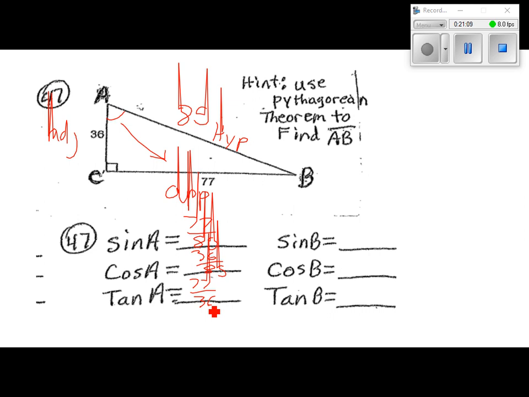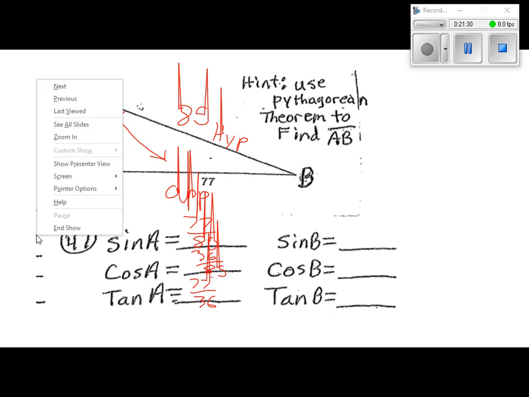So, do we know what angle A is? No. Do we know what angle B is? No, we don't care. Not right at this moment, at least. All we're doing is setting up these ratios. And we're going to end up setting up both sides of the equation here in a few minutes, but we're taking it one step at a time. All right? Next slide.